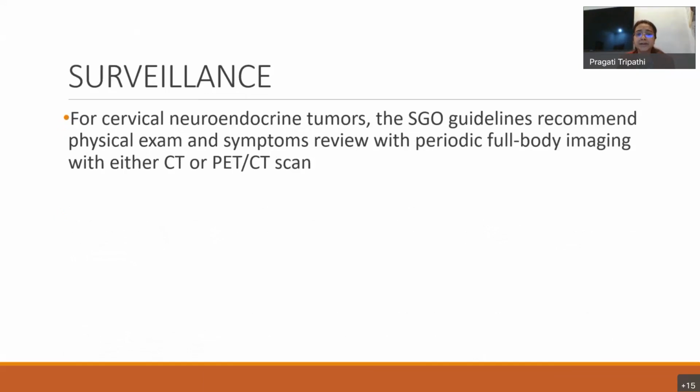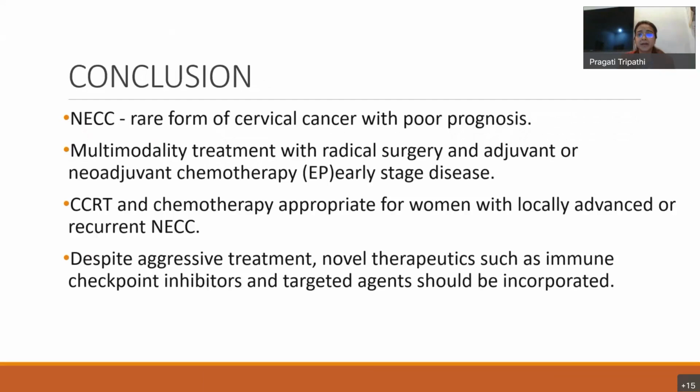For neuroendocrine cervical tumors, there is 3-monthly surveillance done in the first 3 years and 6-monthly in the next 3 years. The SGO guidelines recommend that along with physical examination, there should be periodic full body imaging, either with CT or PET-CT scan.